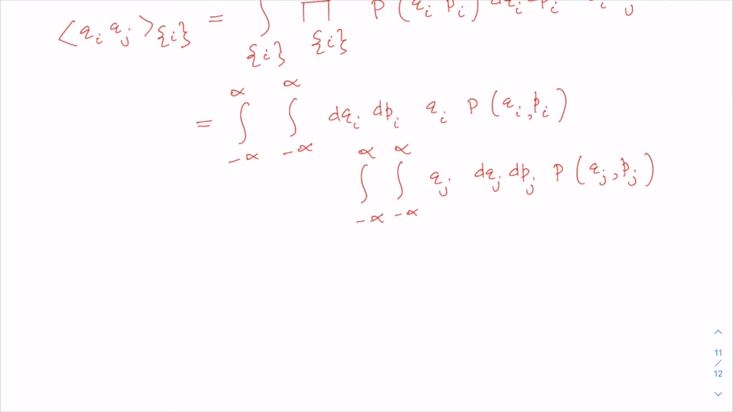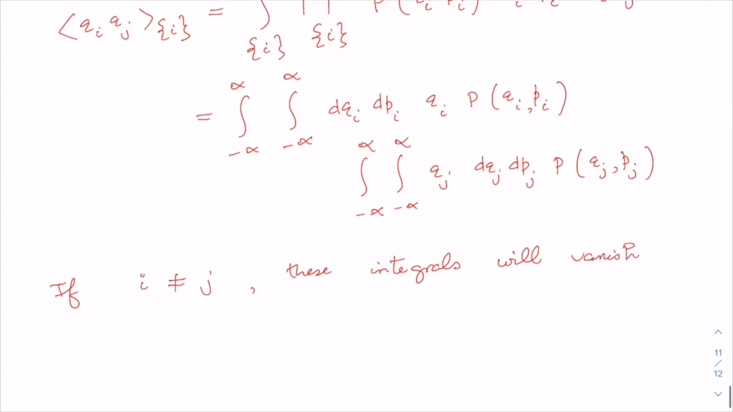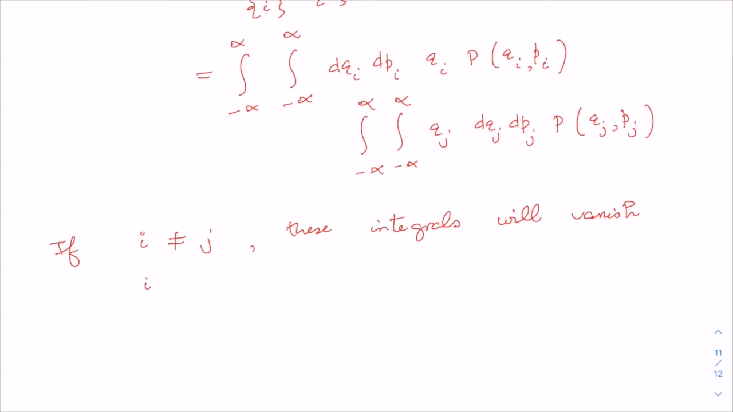Now, here, quite clearly, this whole integral will vanish if i is not equal to j. If i is not equal to j, these integrals will vanish, and we will get a non-zero value if i is equal to j. So therefore let us take i equal to j, the non-zero value.